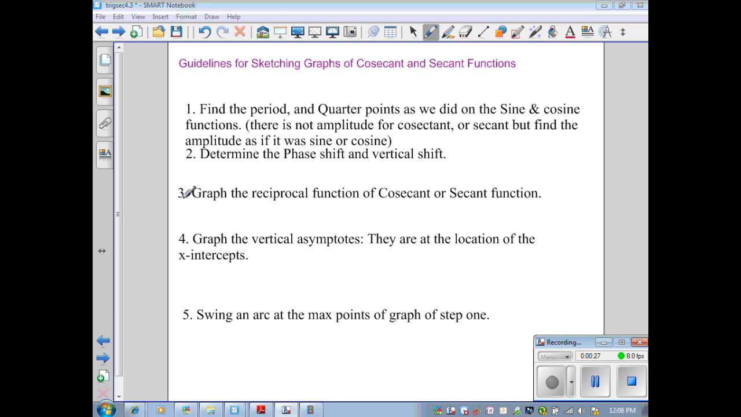Then what we want to do is to graph the reciprocal function, that is the cosine or sine function. Then what we want to do is graph a vertical asymptote, in other words, a vertical dashed line, and they always are going to be located at the x-intercepts. Then at the amplitudes of that sine or cosine function, we want to make a U-shape to represent our cosecant or secant function. In other words, swing an arc at the max points of the graphs of step 1. I will put this slide and the previous two slides under our group resources for chapter 4.